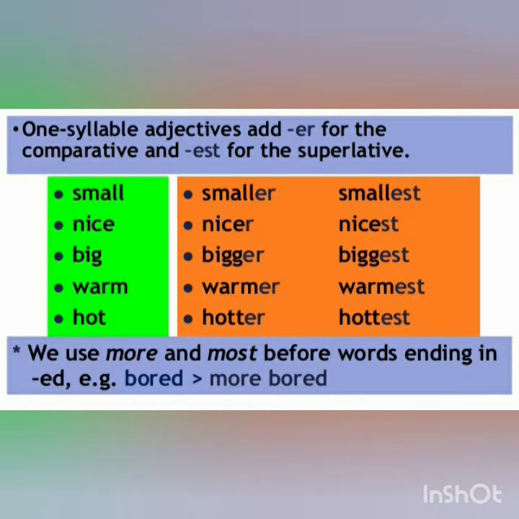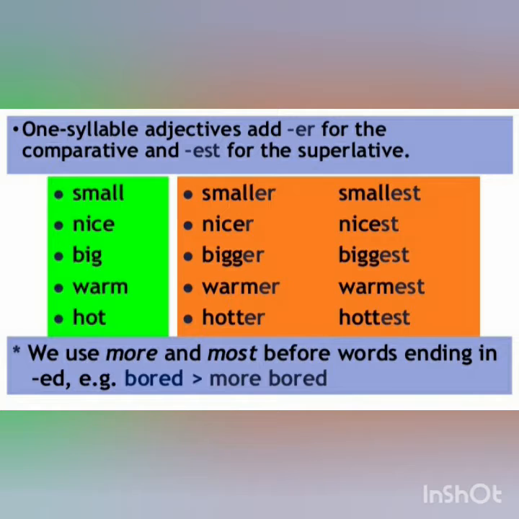One syllable adjectives add for the comparative adjective er, for the superlative adjective est. For example, small, smaller, the smallest. Nice, nicer, the nicest. Big, bigger, the biggest. Warm, warmer, the warmest. Hot, hotter, the hottest. Бир муунду сынатоочтор. Салыштырма сынатоочко er, күчөтмө сынатоочко est кошулат экен.